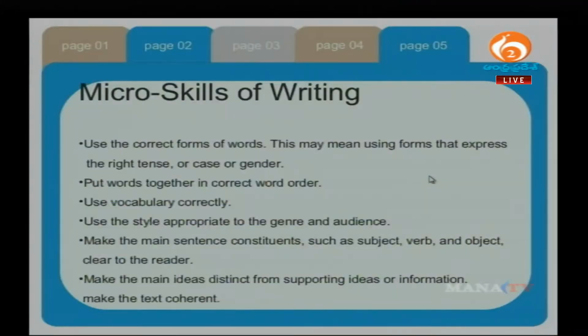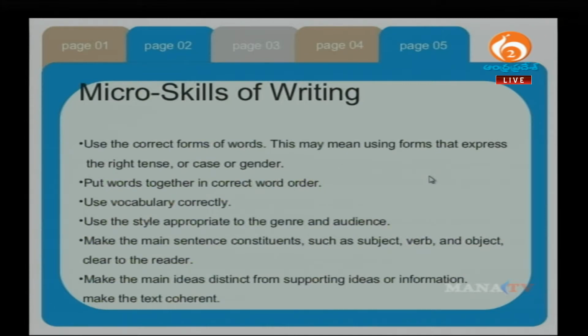Let's look at the slide to understand a few micro skills of writing. So moving on, put words together in correct word order, use vocabulary correctly, use the appropriate style, genre and audience, that is, the tone of writing is important. In case you're writing formally, your formal context plays an important role. In case you're writing informally, your informal context plays a role, with complete absolute adherence to that particular text.